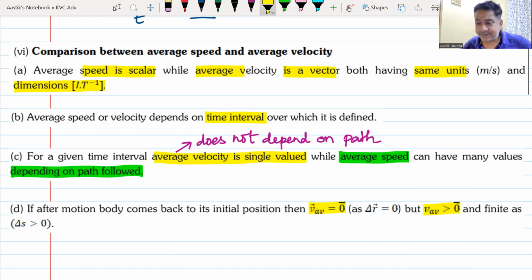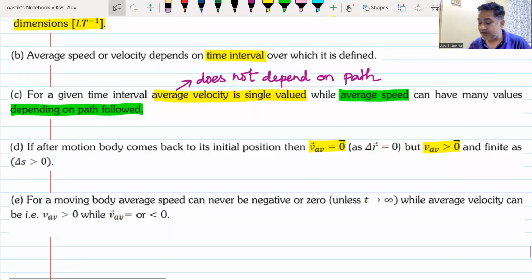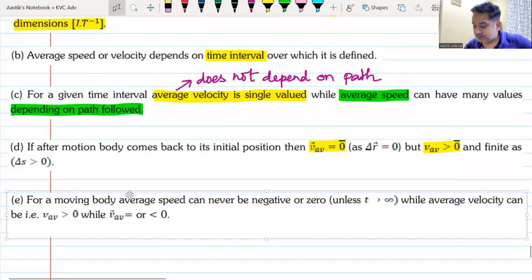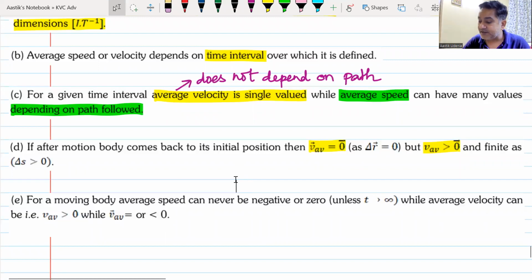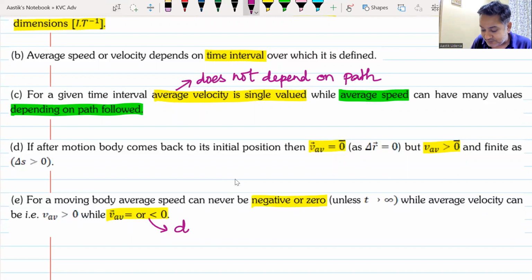Do we understand this? Yes, sir. Then comes the last point. For a moving body, average speed cannot be negative or 0 because total distance cannot be negative or 0. But average velocity, depending on the direction, you can call one velocity as positive and the next velocity as negative, because positive or negative refers to its direction. Do we understand this?